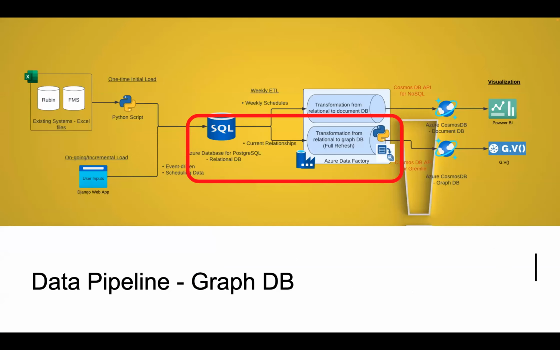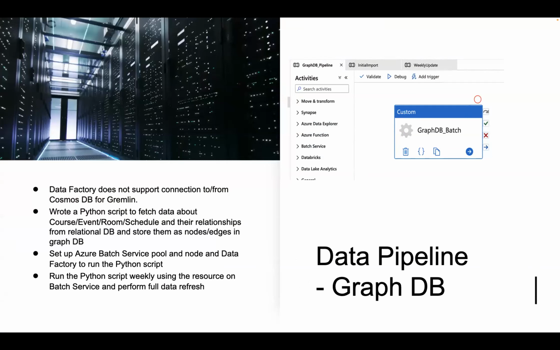And I'll talk about the data pipeline we built for our graph database. Data Factory does not officially support connection to or from Cosmos DB for Gremlin. So we wrote a Python script instead to fetch data about course, event, room, schedule, and their relationships from our relational database, and we store them as nodes and edges in our graph database. To run this Python script, we set up an Azure Batch service pool and node, and Data Factory utilizes this environment to run the script. We run this script weekly using the resources on Batch service and Azure Data Factory and perform a full data refresh.